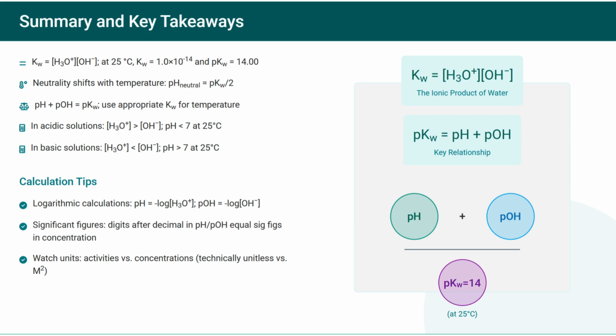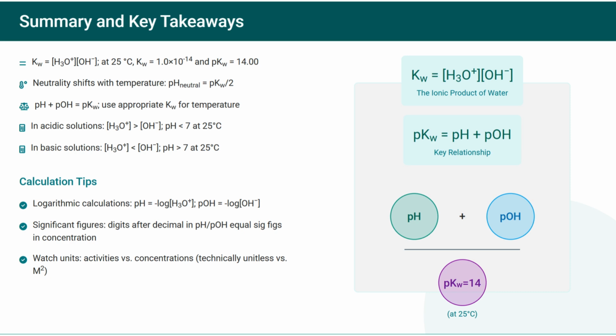In acidic solutions, hydronium ions exceed hydroxide ions, so pH is less than 7 at 25 degrees Celsius. In basic solutions, hydroxide ions exceed hydronium ions, so pH is greater than 7 at 25 degrees Celsius. For your calculations, remember the logarithmic formulas and the significant figures rule. And just be mindful that technically, equilibrium constants use activities, but we often use concentrations for simplicity.